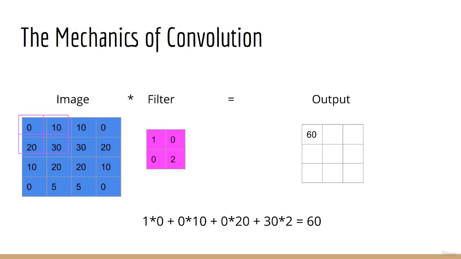Let's imagine overlaying the filter at the upper left corner of the image. Then all we need to do is element-wise multiplication and add up all the results. So we get 1 times 0 plus 0 times 10 plus 0 times 20 plus 30 times 2. That is equal to 60. This gives us our first output in the output image. And as promised, all you needed to do was multiply and add.